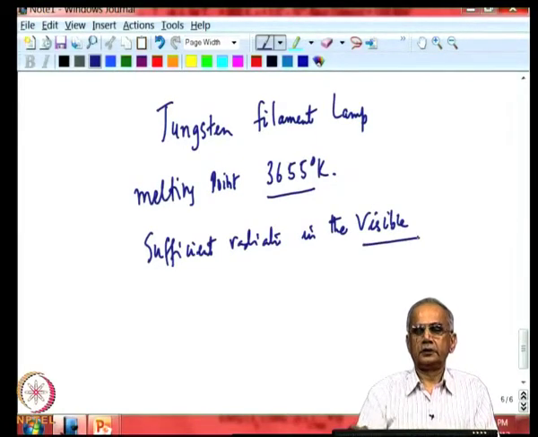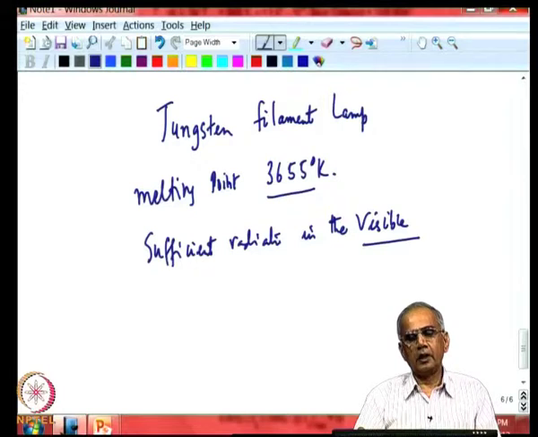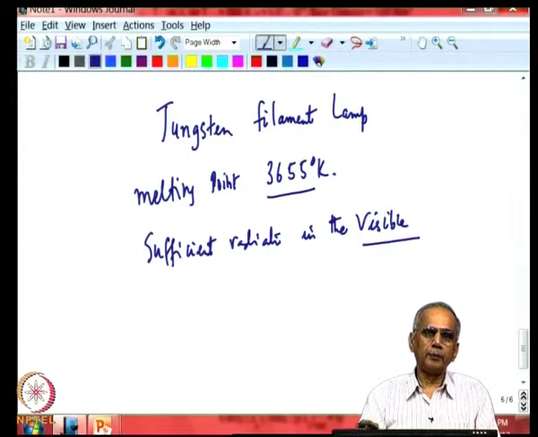So, this is the challenge. If you keep the temperature too low, then most of the radiation will be in the infrared and not enough in the visible. So, in order to get a lamp which gives sufficient visible light, we need high temperature of the filament, but too high a temperature will lead to destruction of the filament because of evaporation, or actually, strictly speaking, sublimation. So, this trade off has to be there.